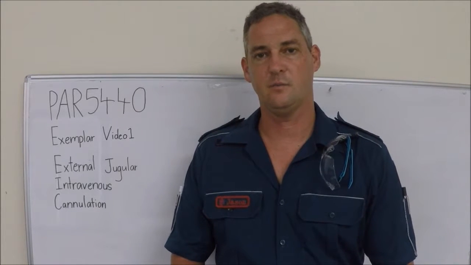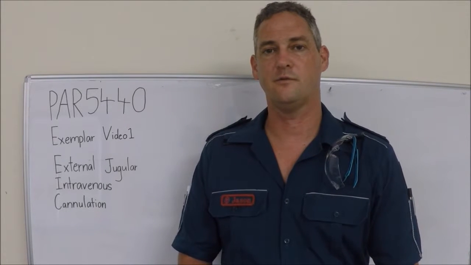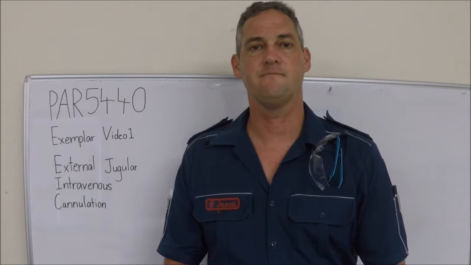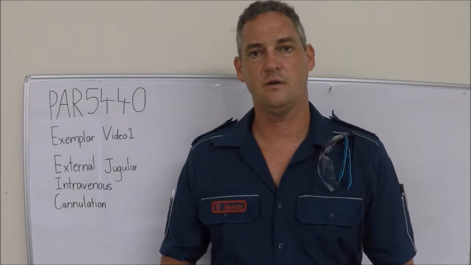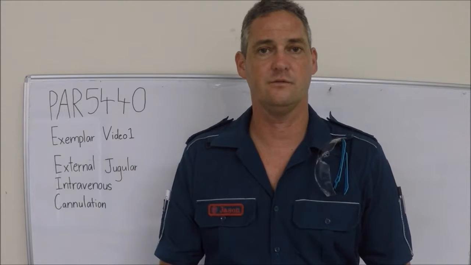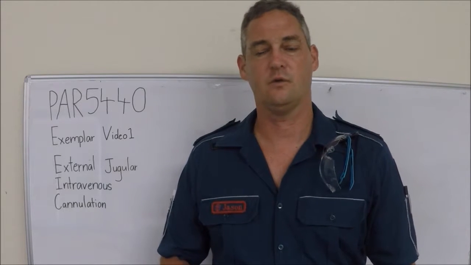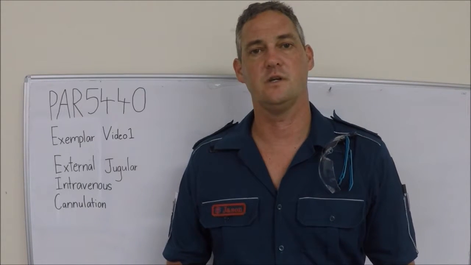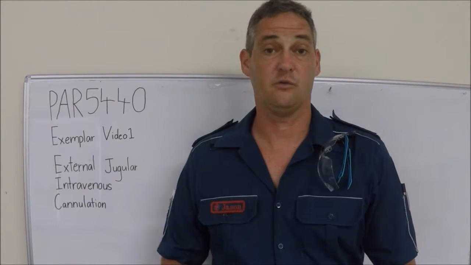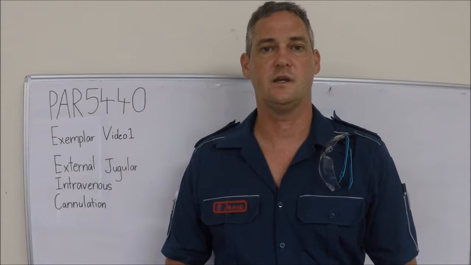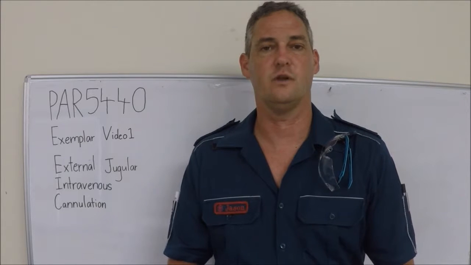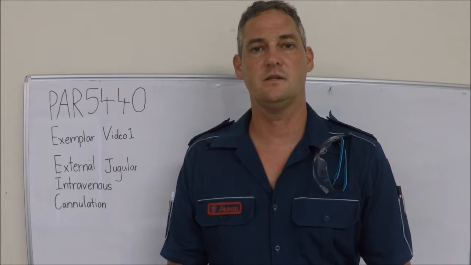Today I'm going to do an exemplar video 1 for PAR 5440. For myself, that is going to be external jugular intravenous cannulation. The presentation will be based on a few different parts. First, I'll talk about the indications, contraindications and some complications of EJ cannulation. Then I'll talk about a few tips and techniques about patient presentation, patient positioning, preparation, etc. The respiratory pump and the effect that has during EJ cannulation, and then I'll run through aseptic technique preparation and a practical demonstration of the actual skill of EJ cannulation.